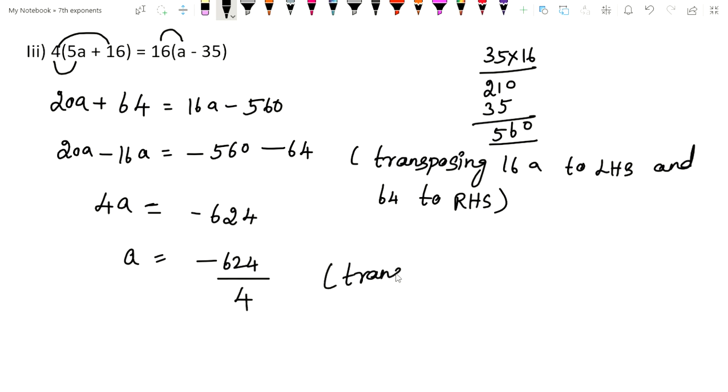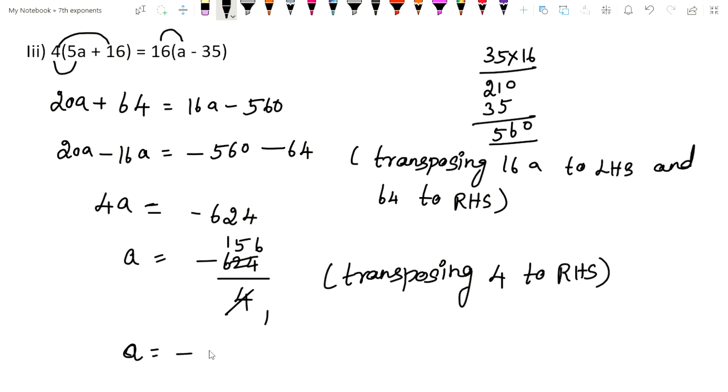Transposing 4 to RHS. 4 ones are 4, 4 ones are 4, remaining 2, 2 2, 5 4s are 20, remaining 2 4, 6 fours are 24. So a equal to minus 156. A equal to minus 156. Is it clear, children? See the next one.